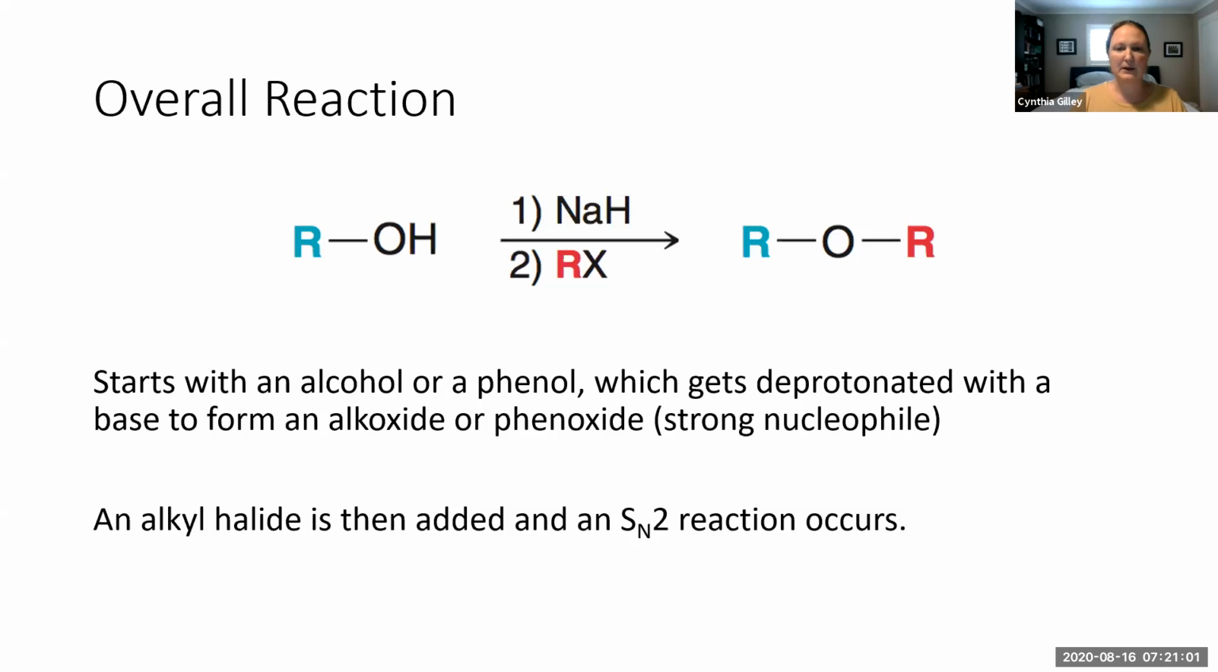You can form symmetrical or unsymmetrical ethers this way. It would be symmetrical if the blue R and the red R are the same group, and unsymmetrical if they're different groups.